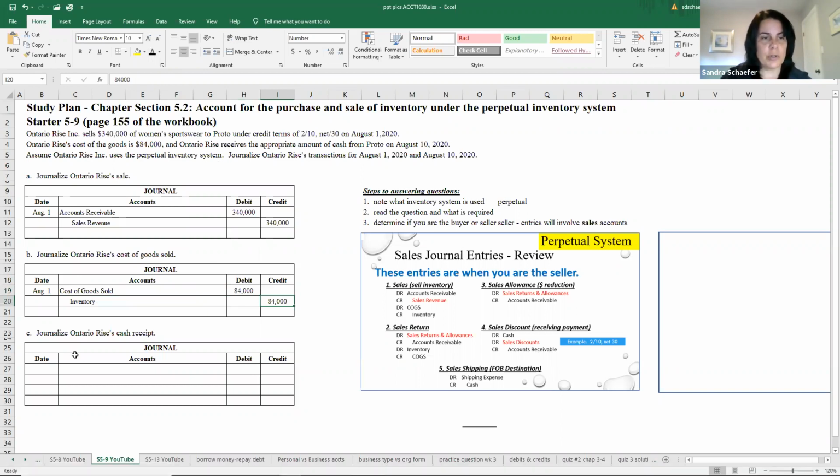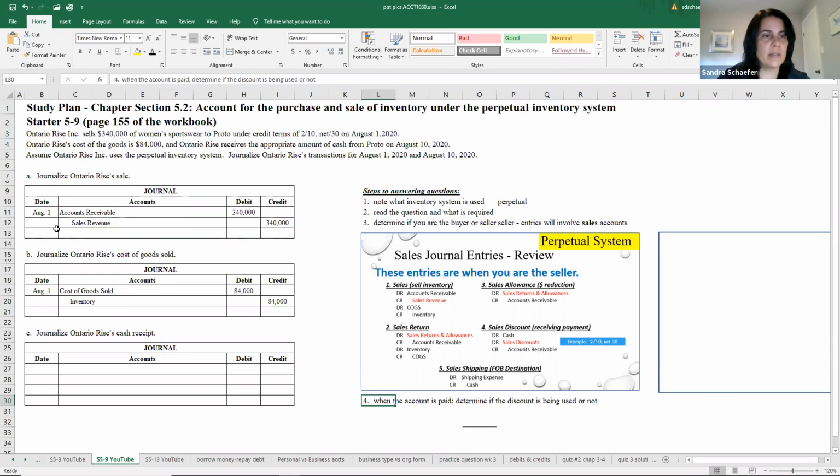In the third journal entry, we are to record the cash receipt. So this client, Proto, is paying off their full account on August 10th. And we're going through and doing the last part of these transactions. When the account is paid, first thing you want to do is determine if a discount is being used or not. How you do that is you look at the dates. The terms are 2-10. So in order to receive a 2% discount, Proto has to pay the bill or pay their accounts receivable within 10 days.